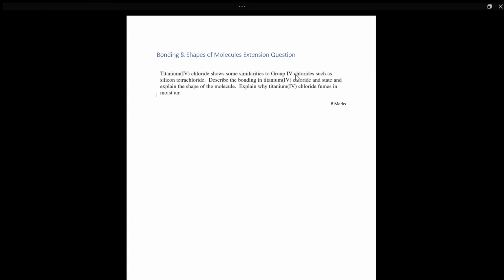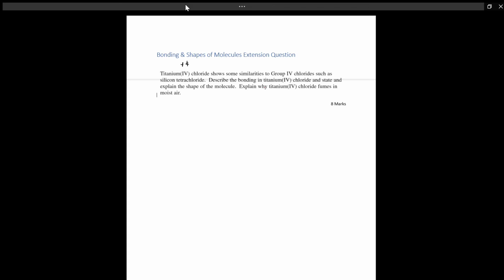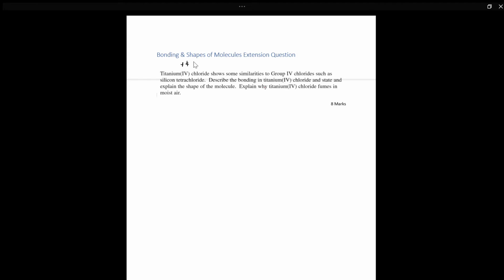So here's a bonding and shapes of molecules extension question. You might want to pause it to have a go yourself and then check your answer versus this worked example. So we've got titanium 4 chloride, so the oxidation state of titanium is +4. I'm just going to change to red. So the oxidation state is +4 of titanium in titanium chloride.